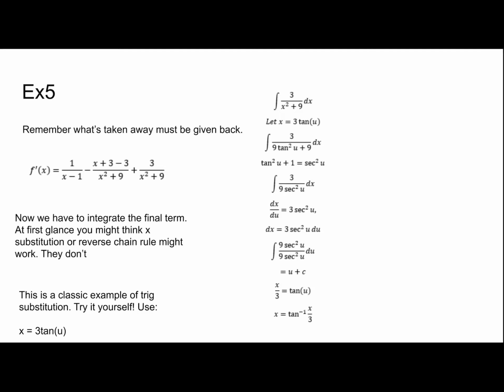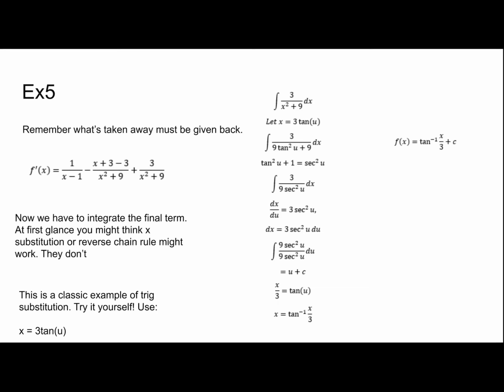Now we have to find u in terms of x. We can rearrange the formula. We let x equal 3 tan u, so x over 3 equals tan u. Therefore, if we take the inverse of both sides, we get, sorry, u equals inverse tan of x over 3. Therefore, f of x equals tan inverse of x over 3 plus our constant of integration. So that's our integral for 3 over x squared plus 9.